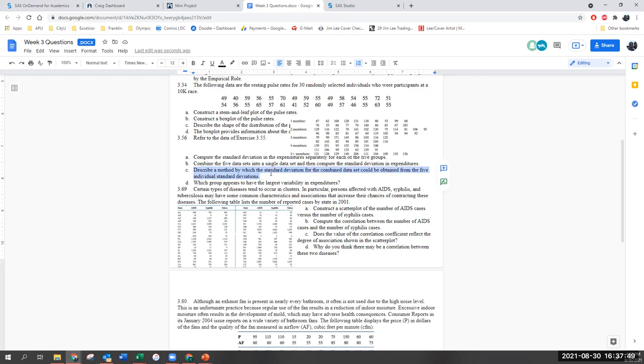Well, they're kind of trying to get you to think, well, I can do the same thing here, right? I can take my standard deviation, multiply it by my sample size, add them all together, and divide by the total sample size. Nope, totally wrong. Not even close to what the real standard deviation is.